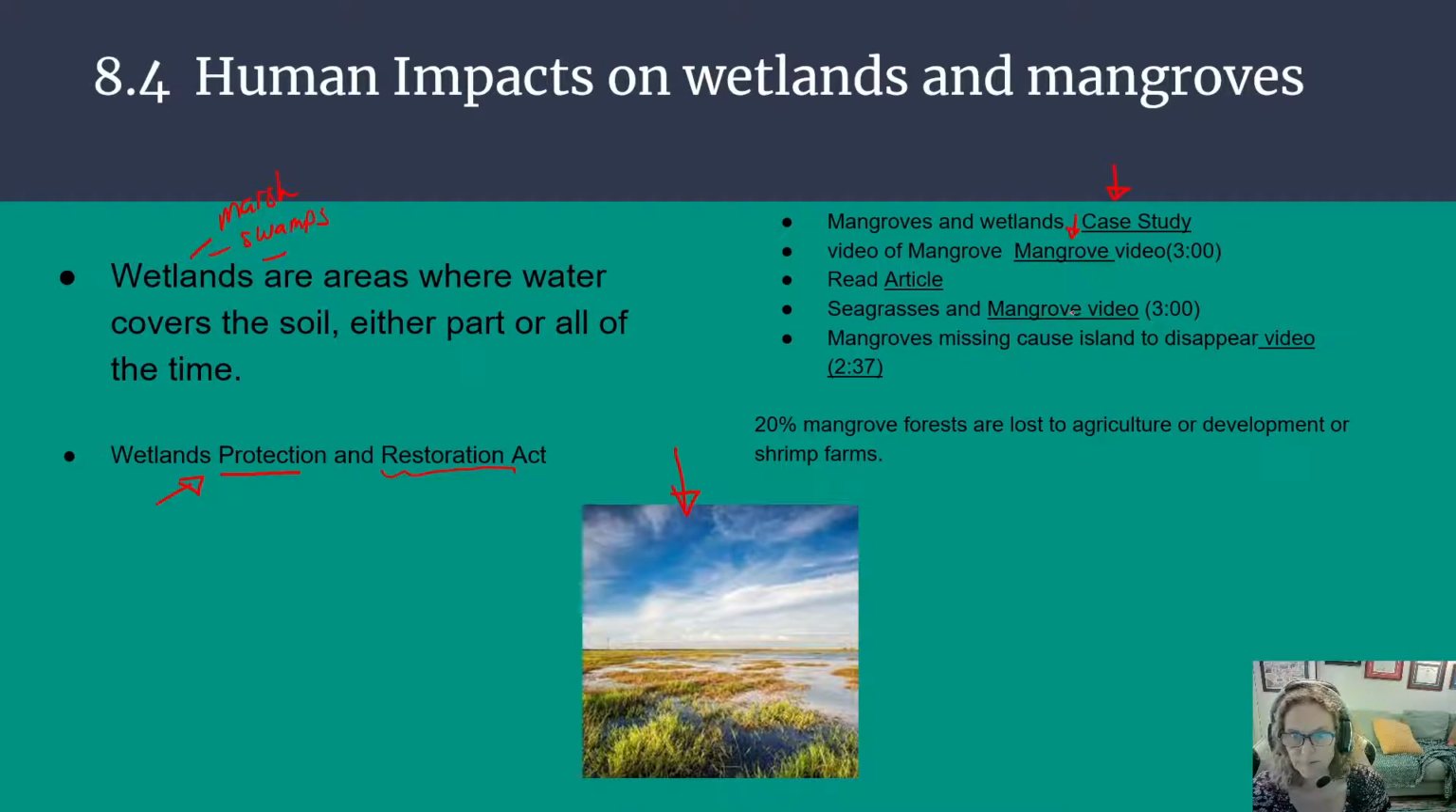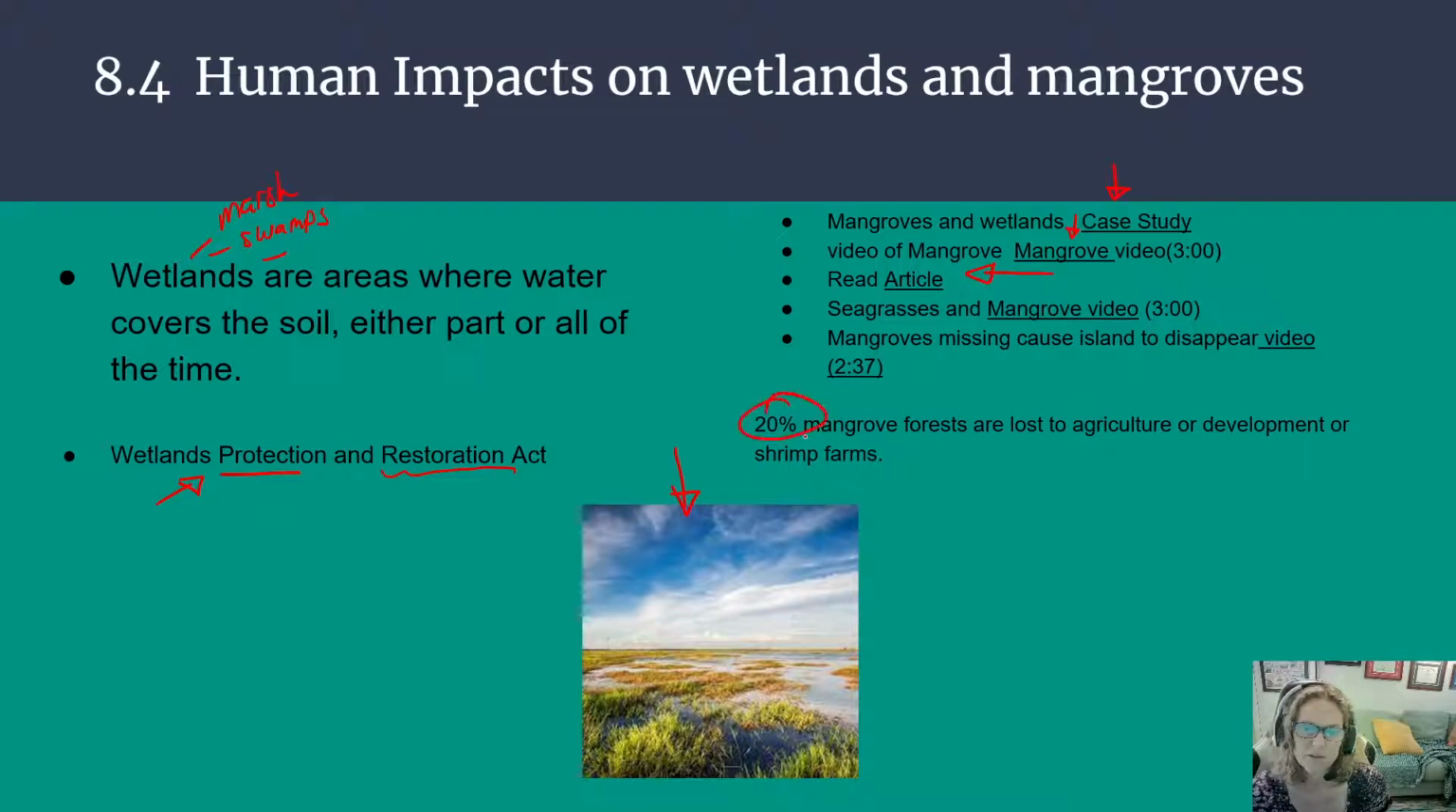And then if you were wanting to see that video where the island disappeared again, we've seen it before, Cat Island, this is this one. This article is really important. It tells you all about mangroves and probably everything you need to know for the exam.